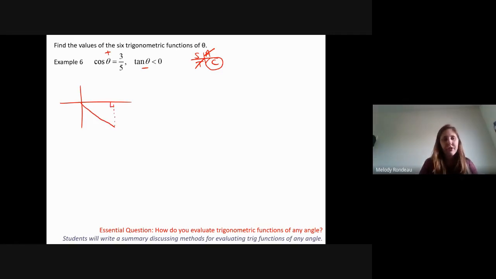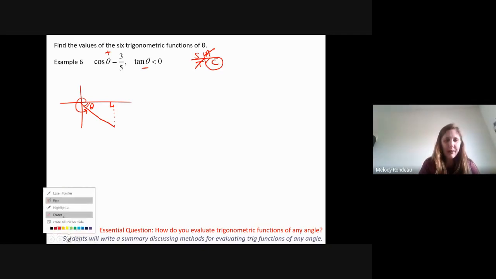Always draw that altitude to the x-axis. Remember, the angle is being measured this way, but my reference is here. It's a horrible theta, but that's okay. And I'm going to label my sides. So for cosine, that's adjacent over hypotenuse, or as we picked up today, that would be x over r.